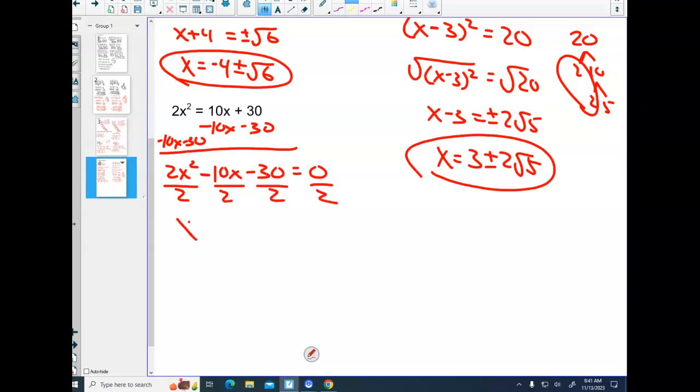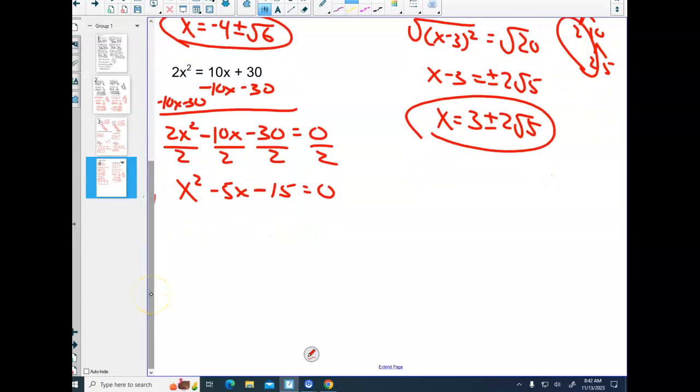Because I can't complete the square unless we're equal to 0 and we have a 1 in front of our x squared. So now I've set this problem where all the signs are right and I can complete the square. Now, first part is simple. We add 15 to both sides.